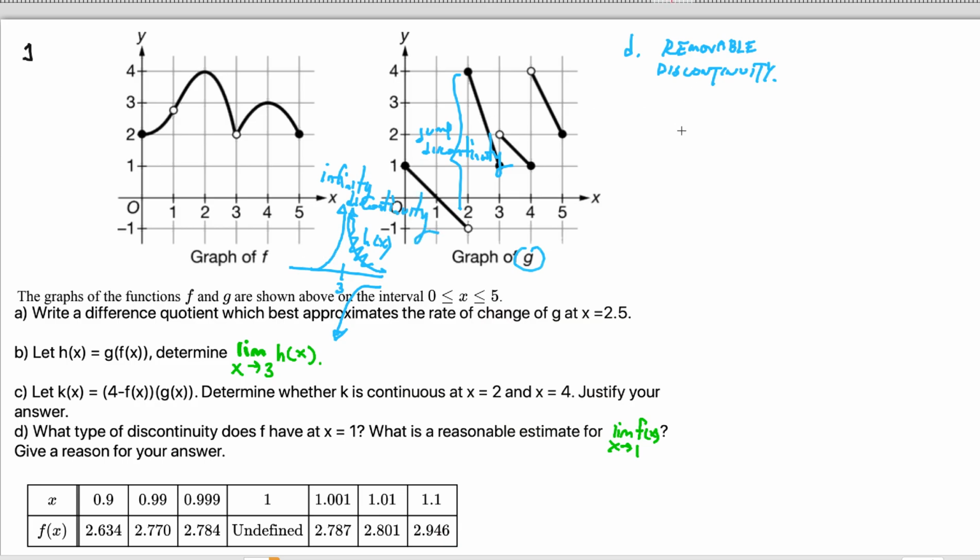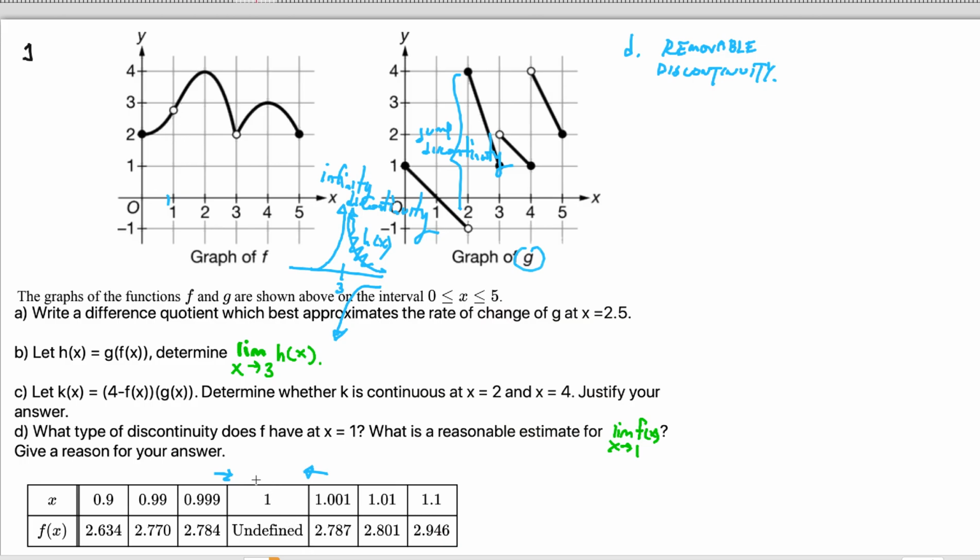In this case, you have a removable discontinuity. Now it asks for a reasonable estimate for the limit as x goes to 1 of f of x. So that's fairly simple from this table. We're getting closer and closer to 1 from the left over here, and closer and closer to 1 from the right. And it follows along closely with what the graph is illustrating. These values are close to 2.7 over here as I get closer and closer to 1, 0.999 and so forth.